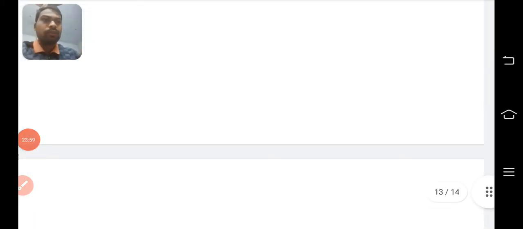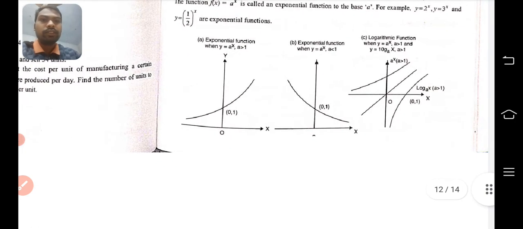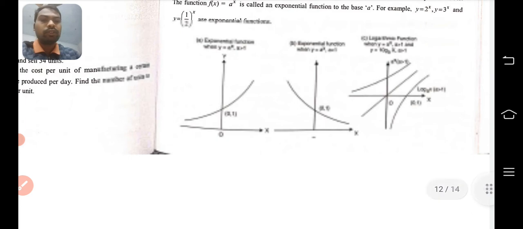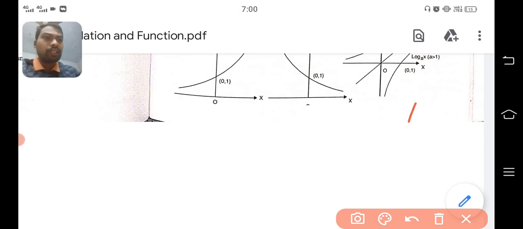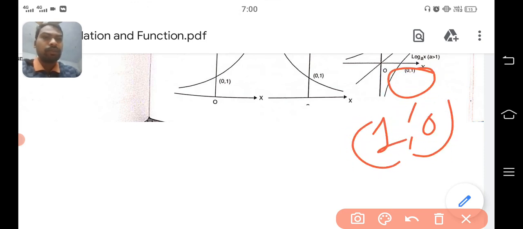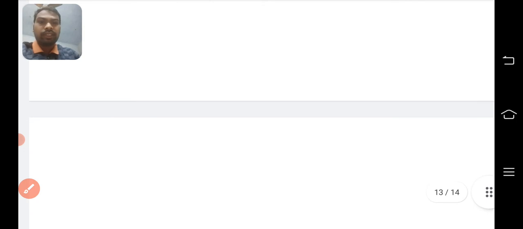So you have to notice that the exponential function always goes through the point 0, 1, but here there is actually a mistake. In the case of a logarithm function, it should be 1, 0, and whatever the logarithm function, it must pass through the point 1, 0.